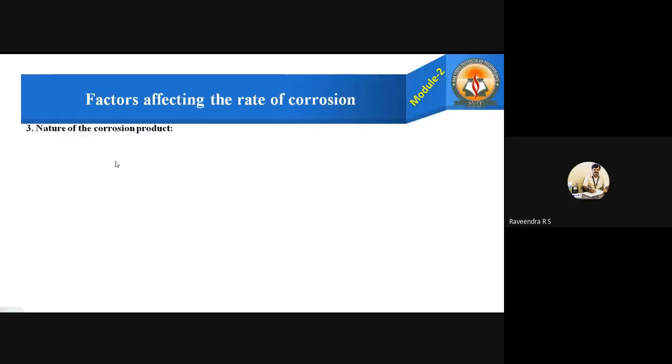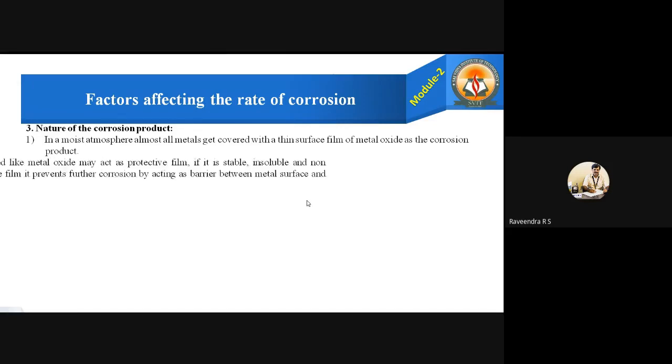Next, the third one, nature of the corrosion product. Almost all the corrosion products are in the form of oxides. In a moist atmosphere, almost all metals get covered with a thin surface film of metal oxide as the corrosion product. For example, iron gets converted into iron oxide, and copper gets converted into copper oxide. That means almost all the metals become oxides after corrosion.